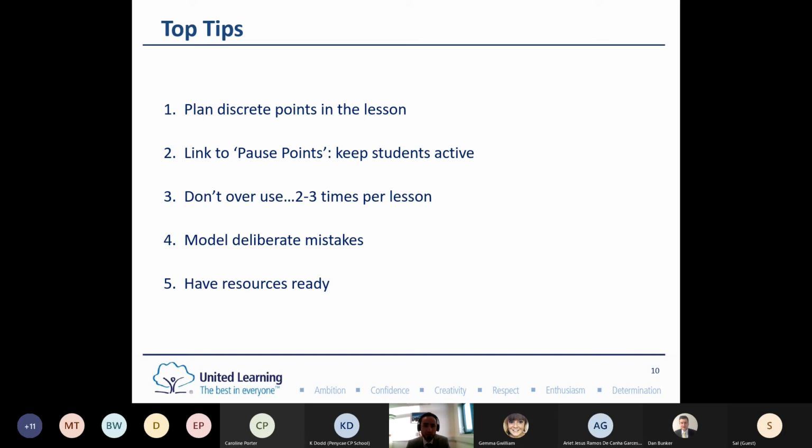The fourth top tip is something that I talked about briefly in that first maths example, which is about modeling deliberate mistakes to generate active participation, and children love that, don't they? All students love spotting where you've made mistakes, and it also makes sure that you haven't got passengers in the lesson, that children are switched on. And the fifth point, which is particularly important when I think back about my presentation for today, is having resources ready. It's really important that whatever you want to show is well organized and well prepped, and that logistically you're ready to go.